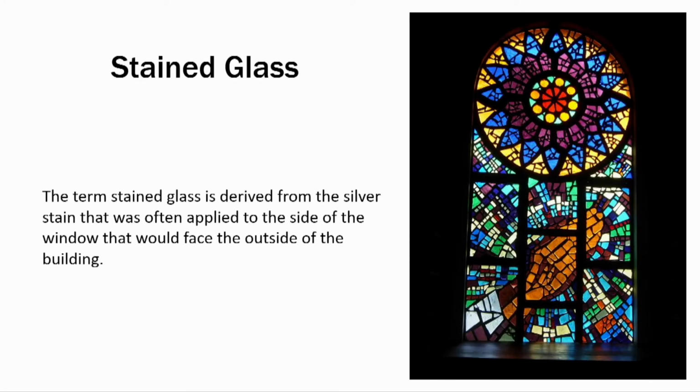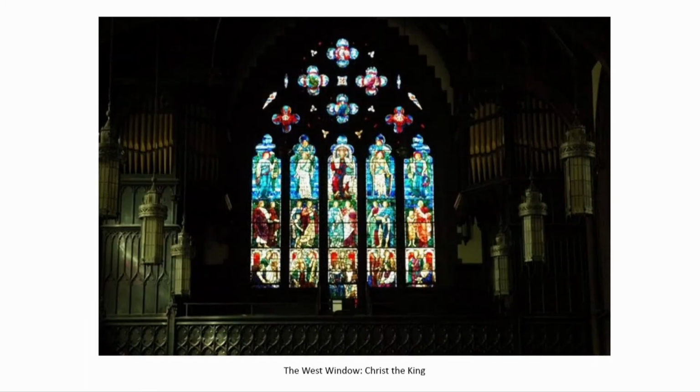The term stained glass is derived from the silver stain that was often applied to the side of the window that would face the outside of the building. Stained glass was used to make decorative windows so that the light would shine through the painting.